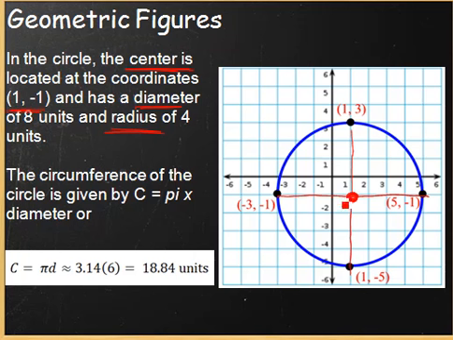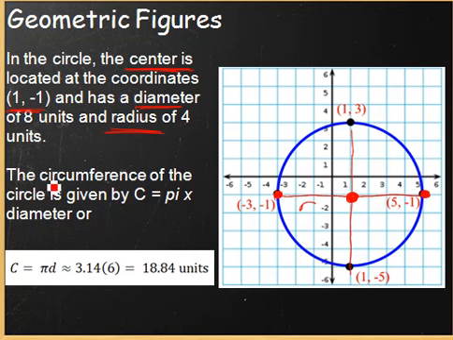Our diameter would be the length from going from one side of our circle to the other, passing through that center. Therefore, in this case, it is a distance between -3 and +5, or a total of 8 units. We can verify this by counting 1, 2, 3, 4 to our center, and then 4 units to the opposite point. We also know that our radius is from the center of our circle to any point on the outside of that circle. Therefore, our radius is 4.